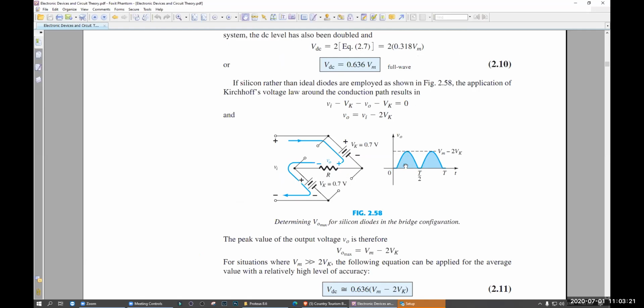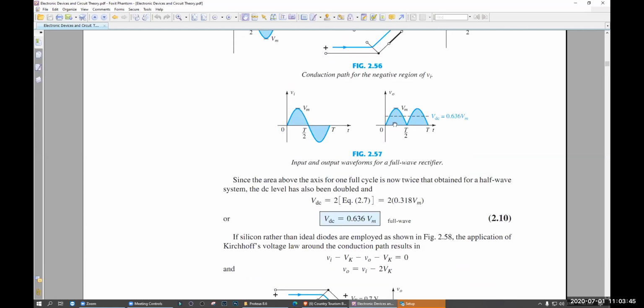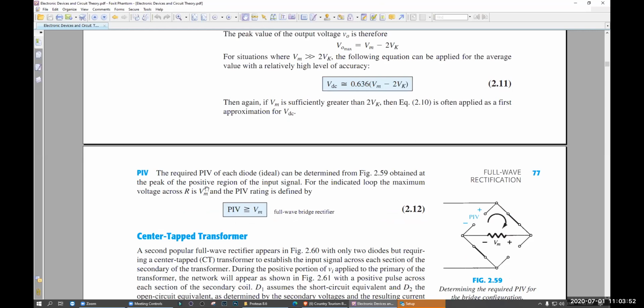If it is 10 volt, your diode must sustain more than 10 volt, or at least 10 volt. If it is 100 volt, your diode must sustain 100 volt. Do you understand sustainability? Sustain means it can work with. If it is 220 volt, your diode must sustain at least 220 or more. That's why your PIV, peak inverse voltage, is greater than or equal to Vm.